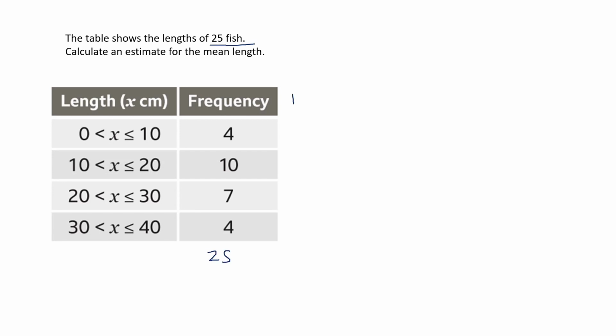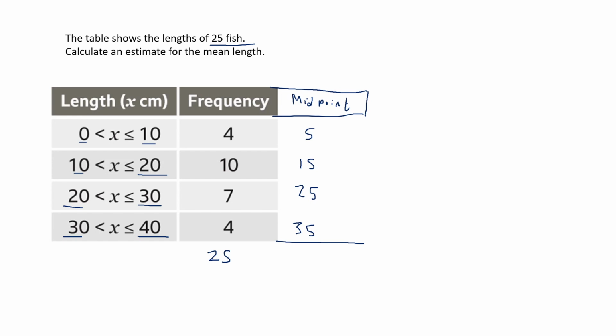Now what we need to do is find the midpoint. The midpoint is just the mean of the range. So the mean between 0 and 10, that's just going to be 5. For 10 and 20, that's just going to be 15. For 20 and 30, that's just going to be 25. And the mean of 30 and 40 is going to be 35.